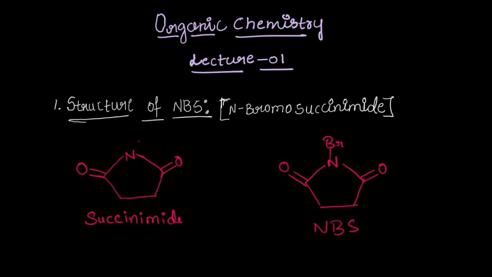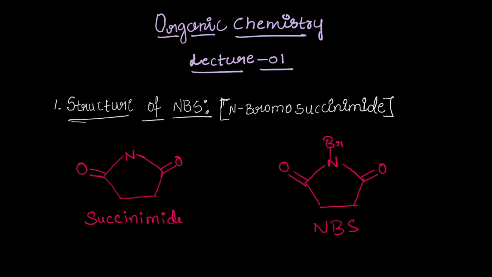So NBS is a powerful brominating and oxidizing agent. When we look at its molecular structure, it consists of a succinimide ring, which is attached to a bromine atom, and it is widely used in organic chemistry due to its selective bromination capabilities, particularly at allylic and benzylic positions.